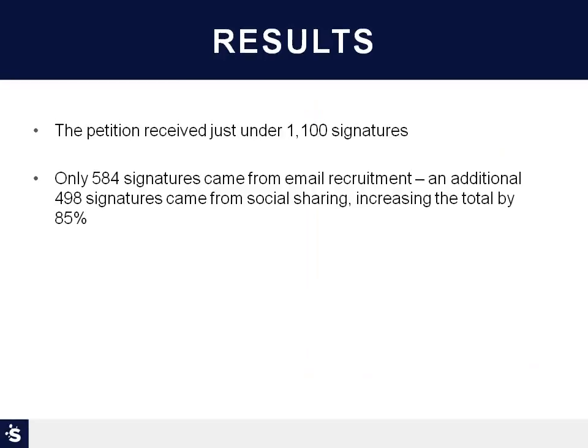And so if you look at what happened there, they received just under 1,100 signatures on that campaign. Only 584 of those signatures came from their outreach round. They emailed the people they had on their email list and posted on their Facebook account to try to get people to sign, and got just over 500 people. What happened then, though, is those people went out and recruited their friends, and that brought in almost another 500 people to also sign the petition, which increased the total number of signatures by 85%. So they went from just over 500 to more than 1,000 signatures that way.